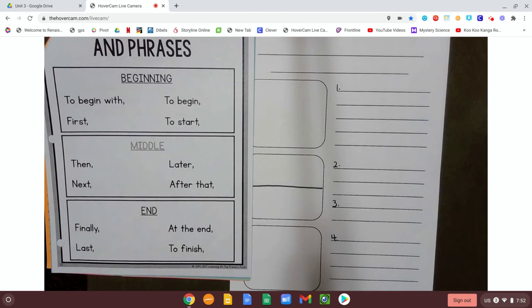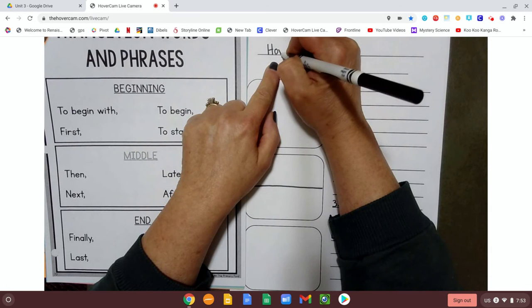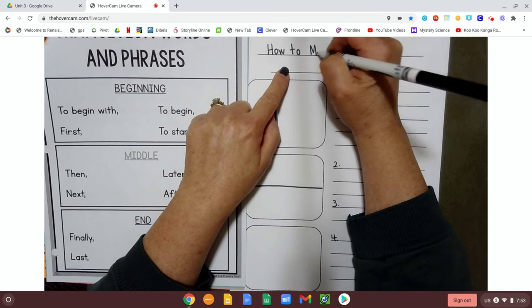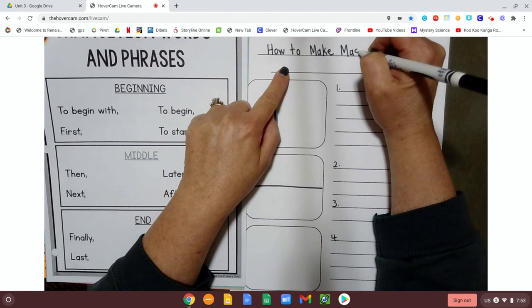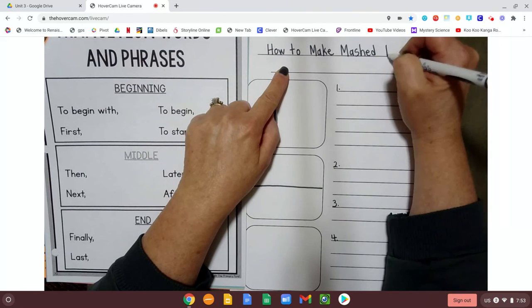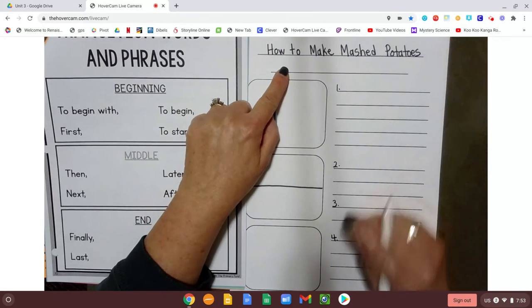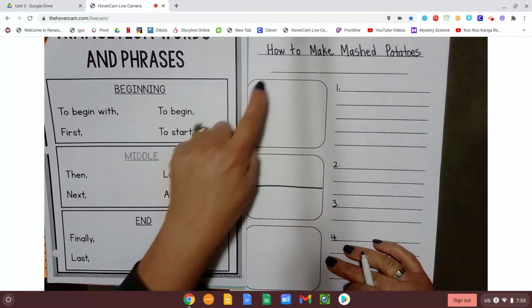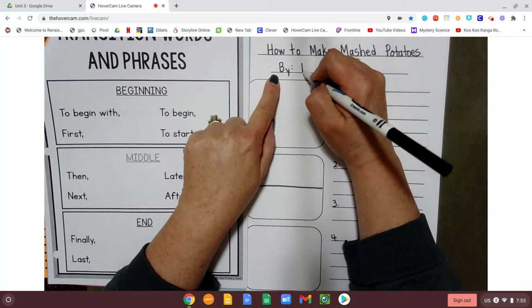So to begin with, I have to go to the top of my page, and I think I'm going to call it How to Make Mashed Potatoes. Ooh, it just fit, didn't it? But I was able to leave my spaces between each word. And then, of course, I have to put by Mrs. McGurl.